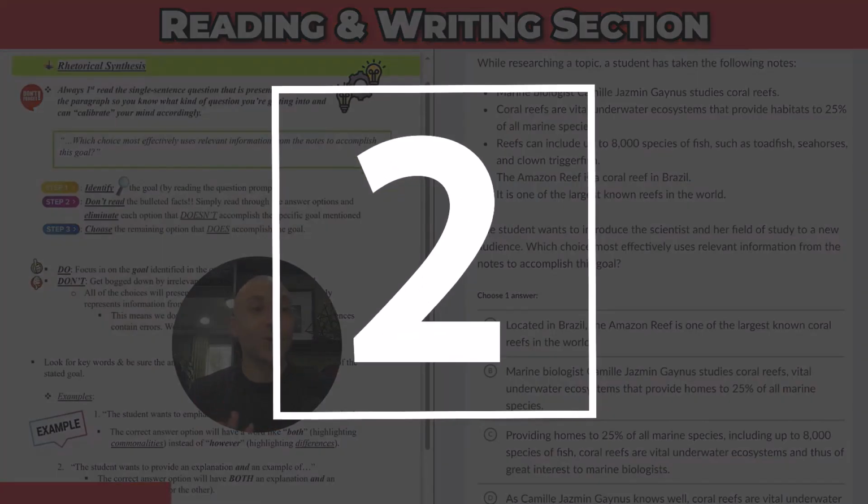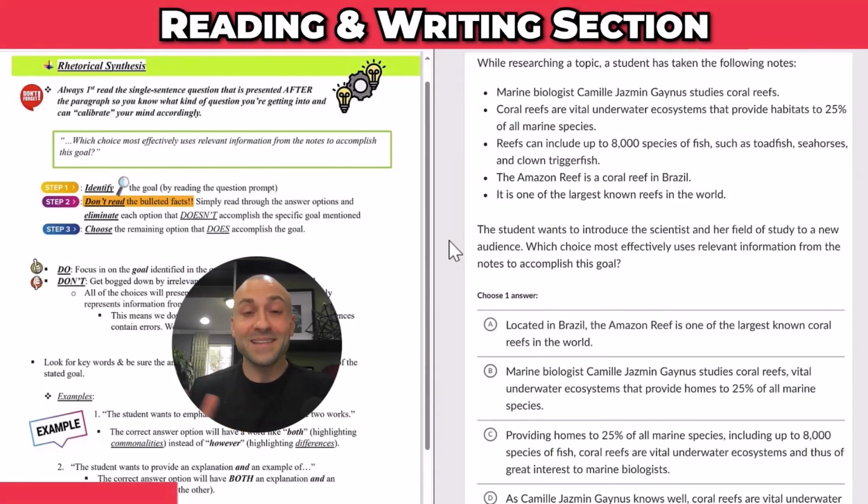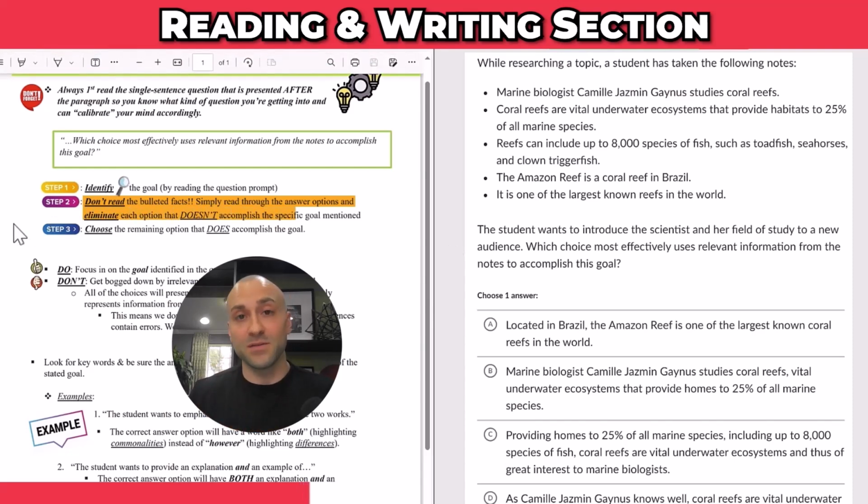Step 2, don't even read the bulleted facts. And that's why this one's an awesome kind of question, because we're not going to waste any time here. Every one of them is going to be grammatically correct. We're just looking for the one that's going to accomplish the purpose of what they're saying here. So that's why step 2 says, don't even read the bulleted facts, just read through the answer options and eliminate each option that doesn't accomplish the specific goal mentioned.